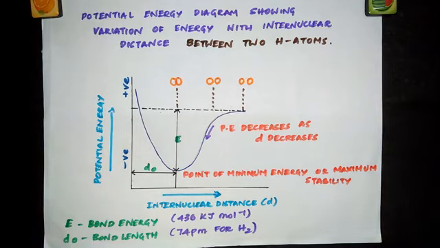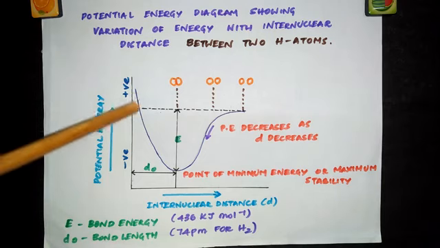Now if you try to bring these atoms still closer, then what will happen? Repulsive forces start overpowering the attractive forces. Consequently, the energy of the system increases, causing instability to the system. So they cannot come any closer.